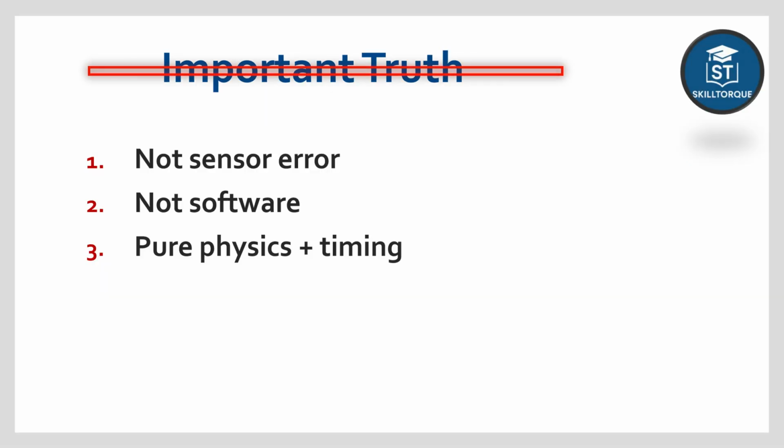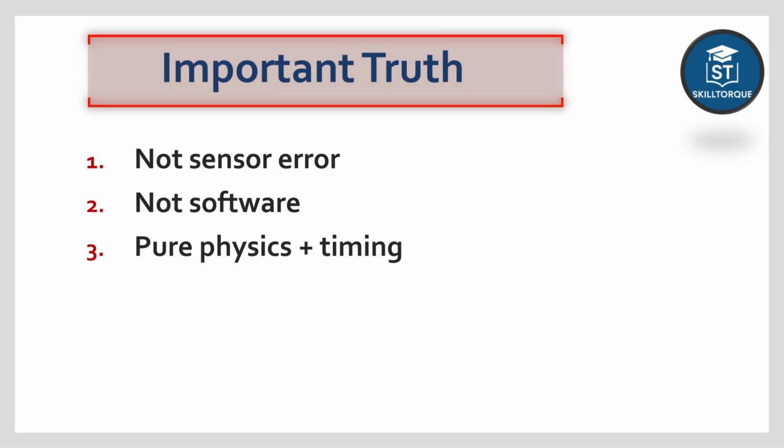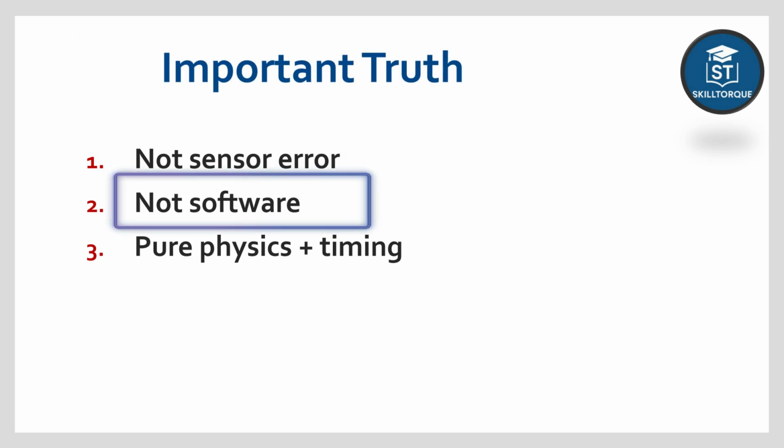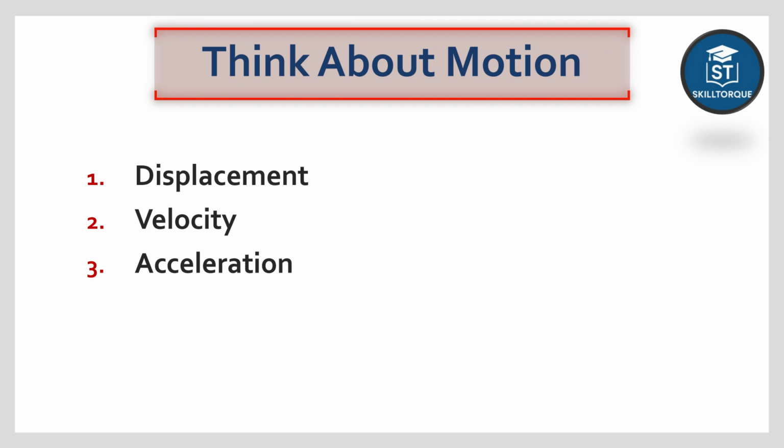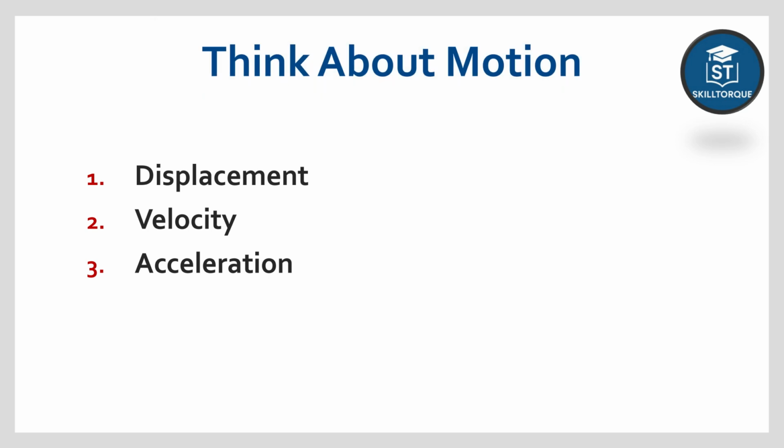So the first very important thing is that phase shift is not a sensor problem. It's neither any kind of magic done by the software. It is simply pure physics, or you can say timing, right? Let's take one example. Imagine a shaft or a spring that is moving left to right.